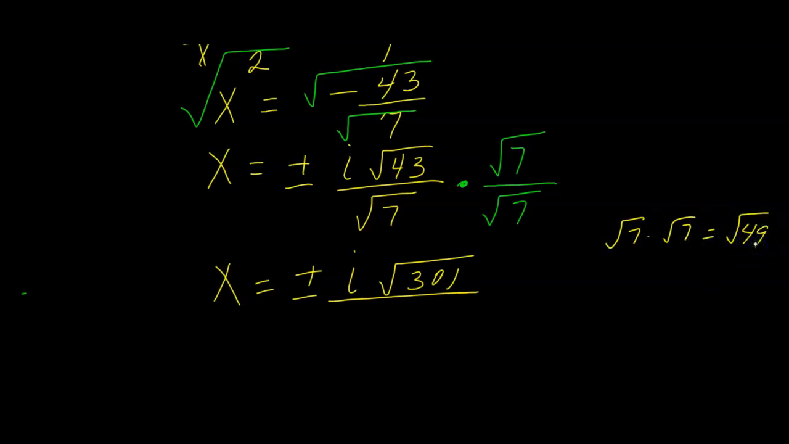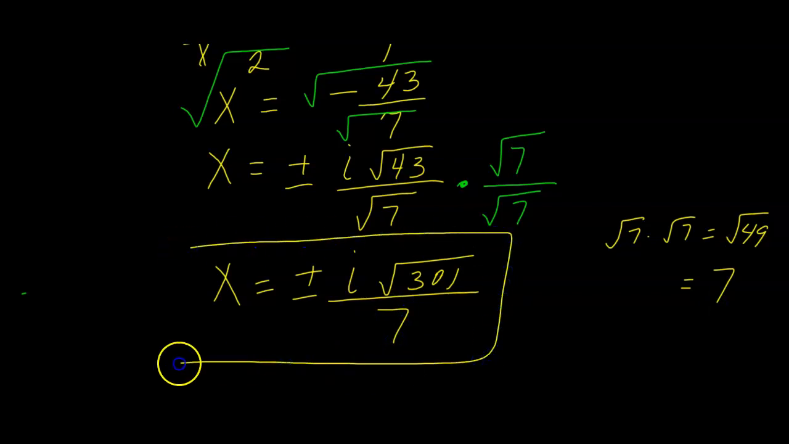And the whole reason we do this is because it's going to create a perfect square underneath your square root. And I know that the square root of 49 is just the number 7. So what that's going to do is get the radical out of the denominator. And then this is your answer.